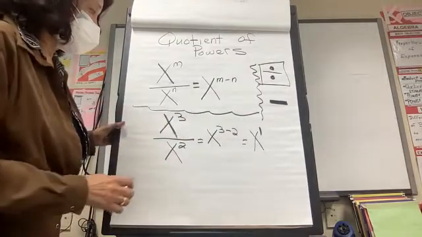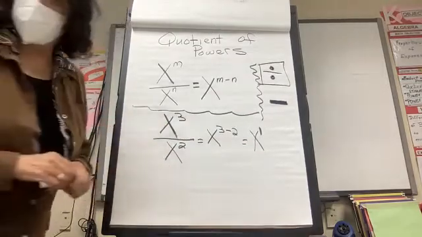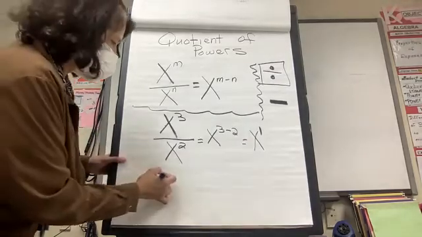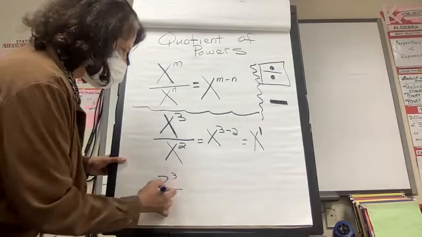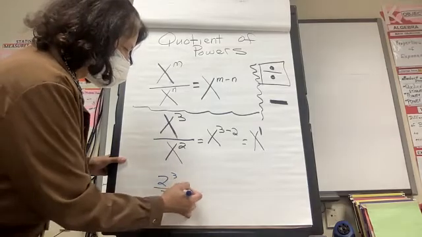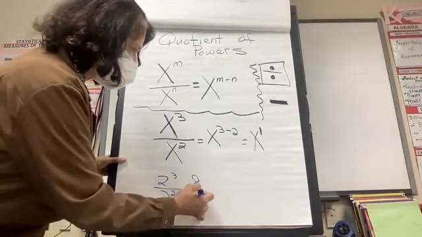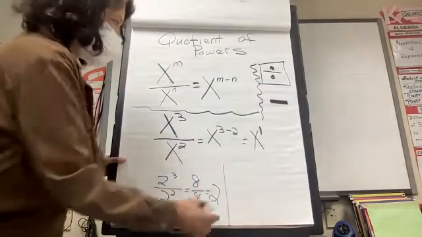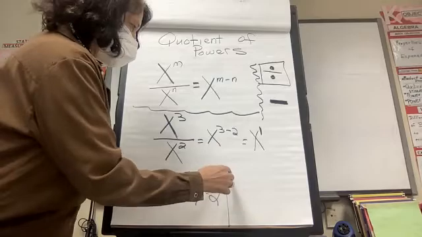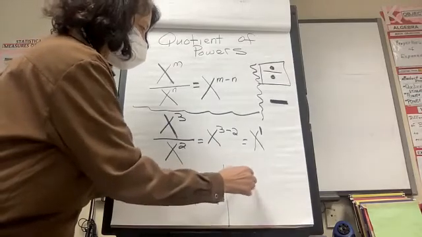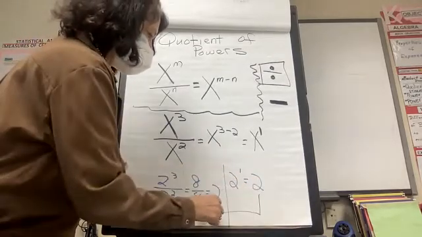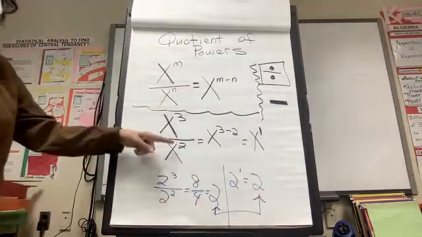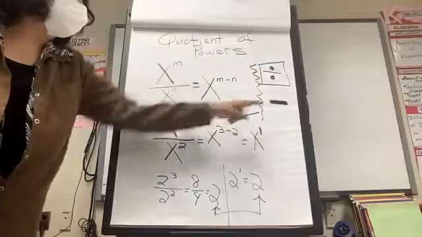Now let's try this out. Suppose x was 2. Let's do the same problem. So this will be 2 to the third divided by 2 to the second, which is really equal to 8 divided by 4, which is equal to 2. But if you did it the other way, 2 to the first power is equal to 2. So it proves that this method is correct, because the powers say we don't want to divide, we want to subtract.